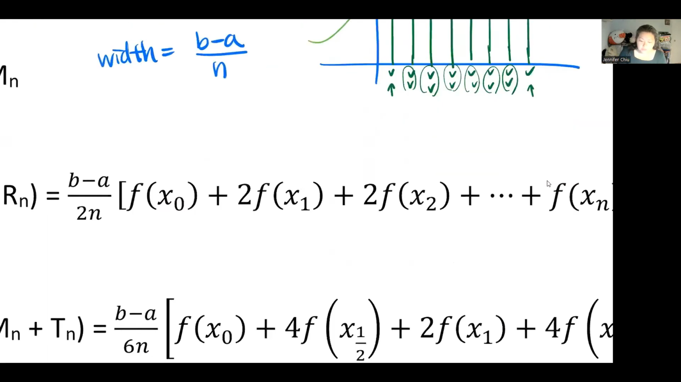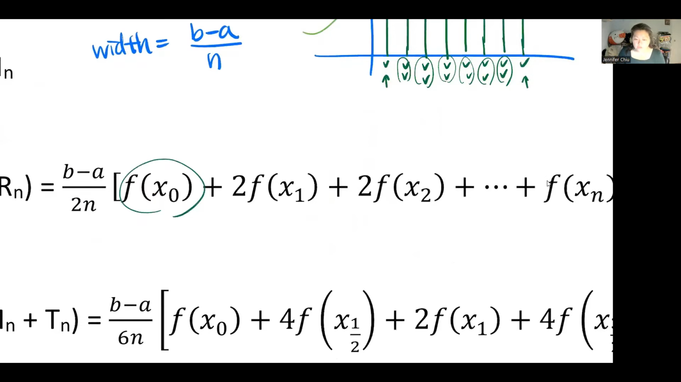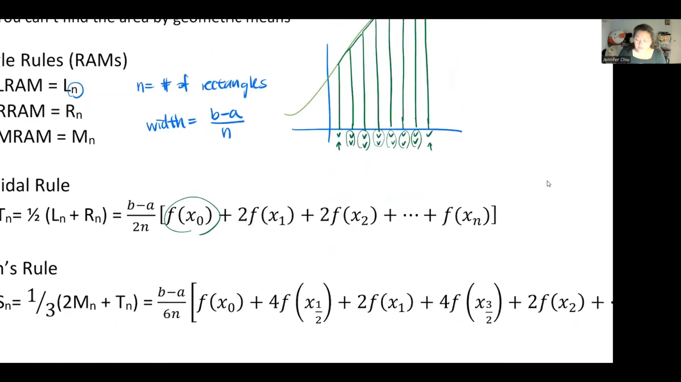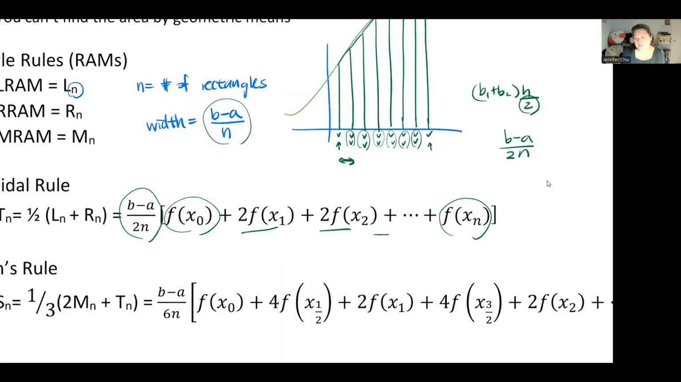That's why in your formula, notice that the first y value is single, and the last y value is single, and everything else in between is doubled, right? So that's how the formula came about. Your formula for a trapezoid was base 1 plus base 2 times height divided by 2. Well, height is this distance right here, which is now what we call width, right? Width is b minus a over n. We got divided by 2. That's where the b minus a over 2n comes about. So everything in this formula makes sense. There's a reason for everything in the formula.